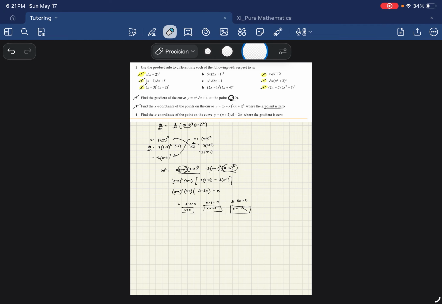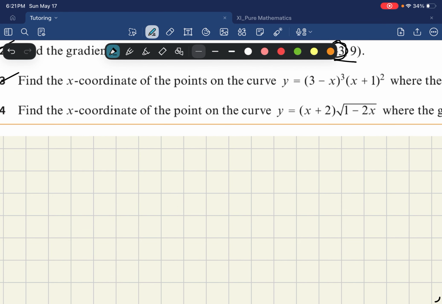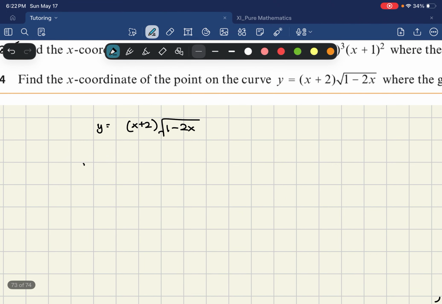And finally, question 4. It's the same type of question, right? All right. So question 4, you have y is equal to x plus 2 times the square root of 1 minus 2x. So dy by dx. Let's just pick u and v. u is x plus 2, so du by dx is just 1. v is the square root of 1 minus 2x.